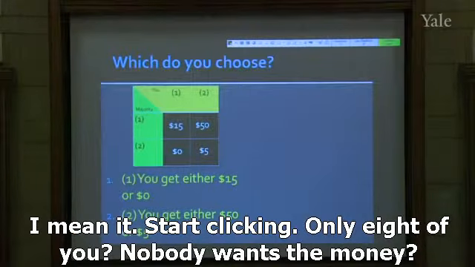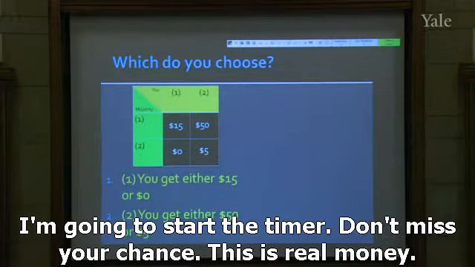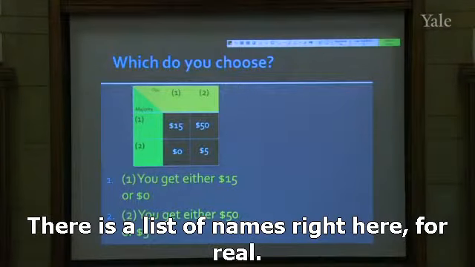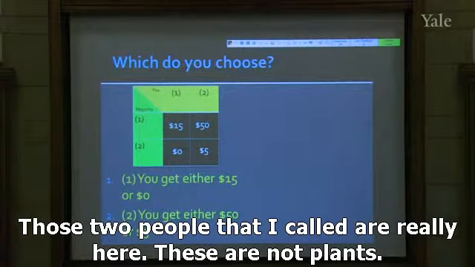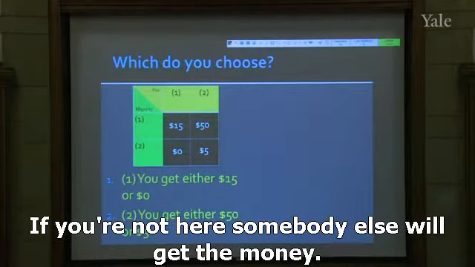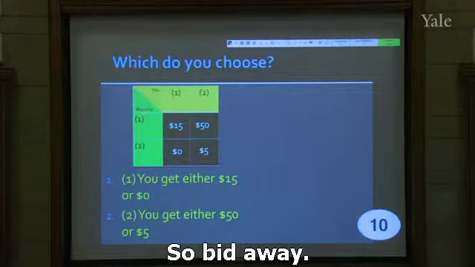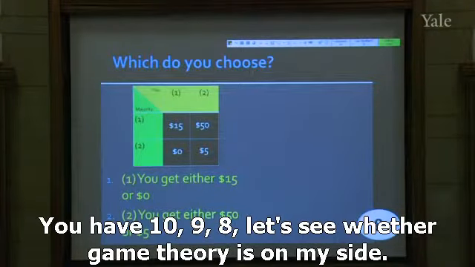I mean it. Start clicking. Only 8 of you. Nobody wants the money. I'm going to start the timer. Don't miss your chance. This is real money. There is a list of names right here. For real, those 2 people that I called are really here. These are not plants. If you're not here, somebody else will get the money. So bid away. You have 10, 9, 8. Let's see whether game theory is on my side.